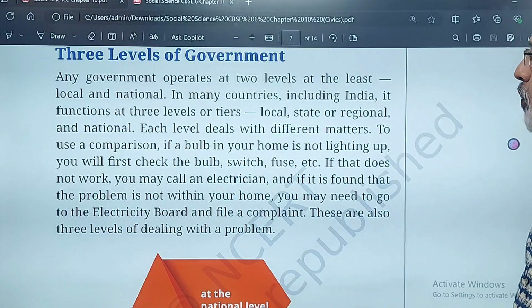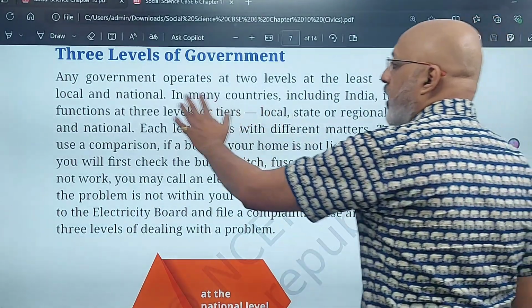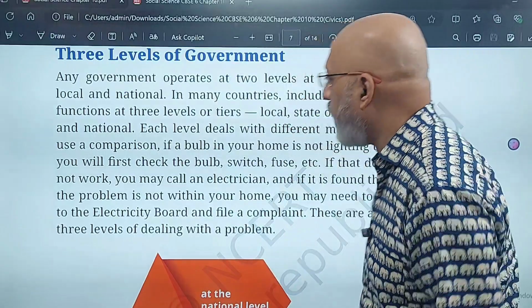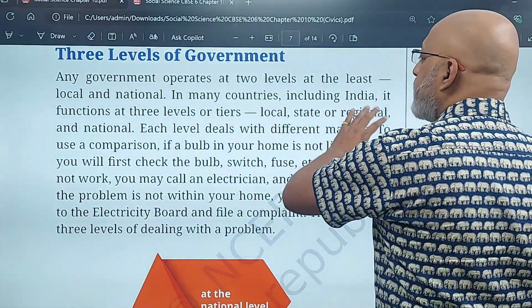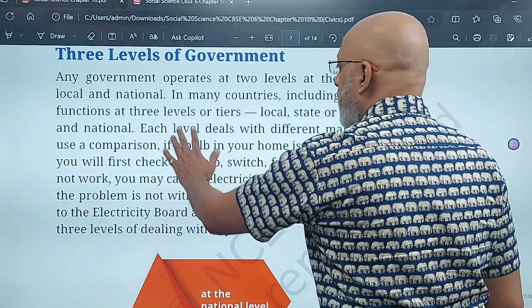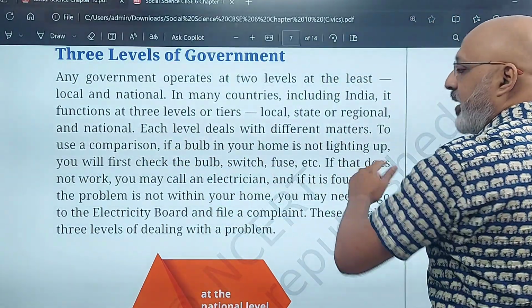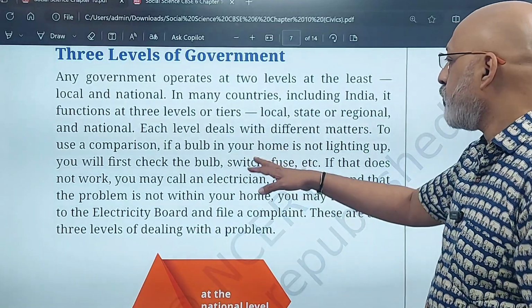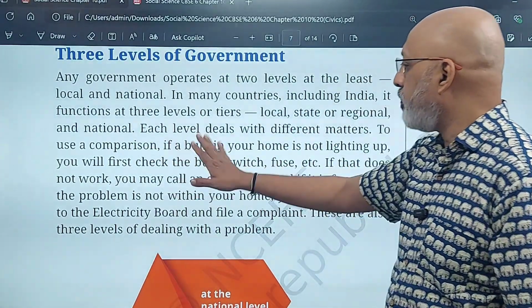Now, any government operates at 2 levels. One is local and other is national. I briefly told you about it. अभी detail में बता दें. In many countries, including India, it functions at 3 levels: local, state, or regional and national. Each level deals with different matters. What I explained to you just now, street light वाला example के साथ. Okay, So to give you an example, actually यहाँ पे वही दिया है.